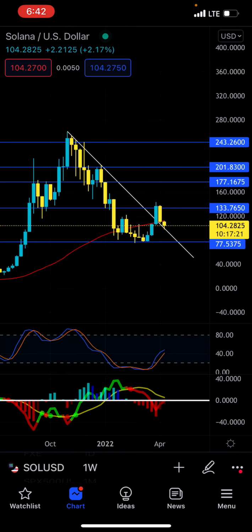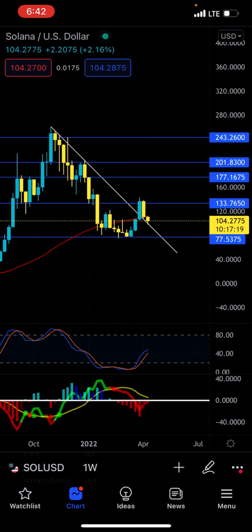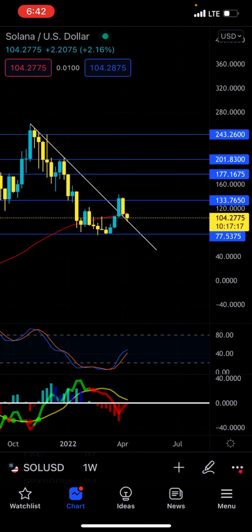Actually, I'll delete this one just because it's a little bit on the high side. But for right now, this is a really quick way of doing support and resistance.